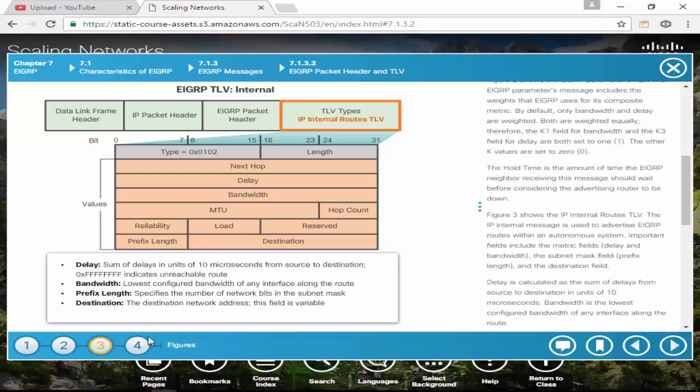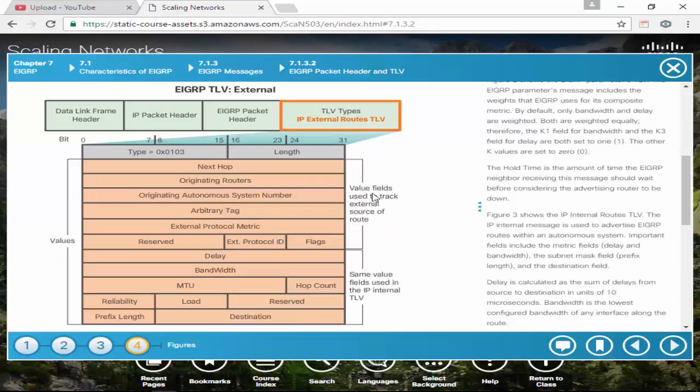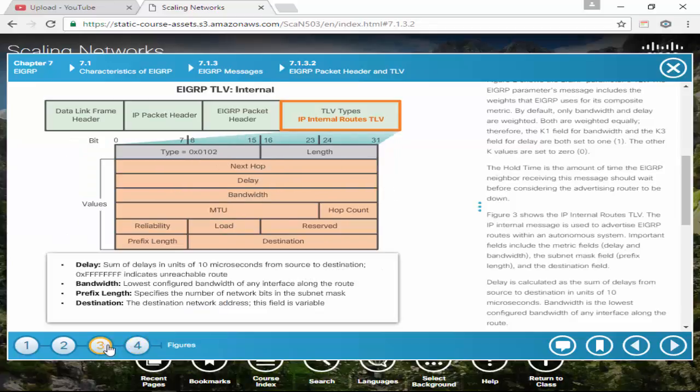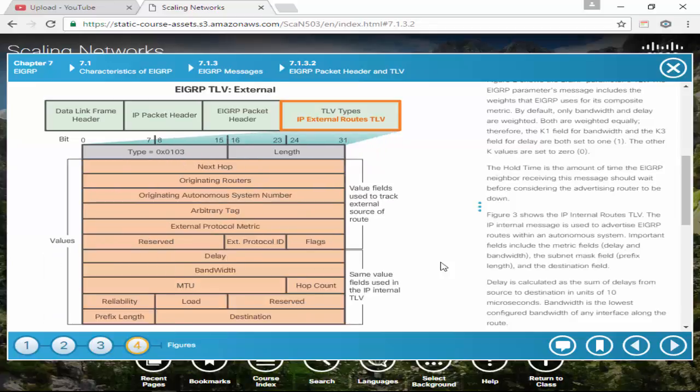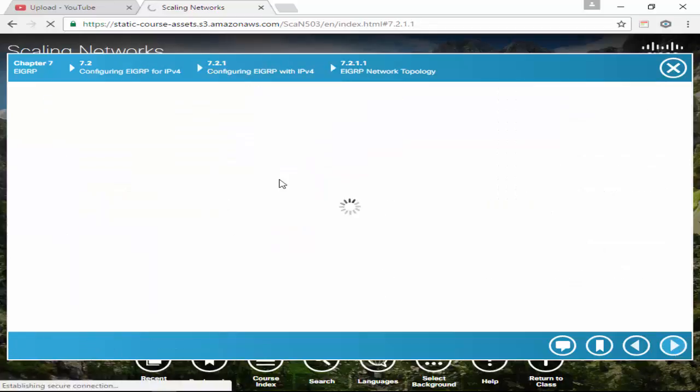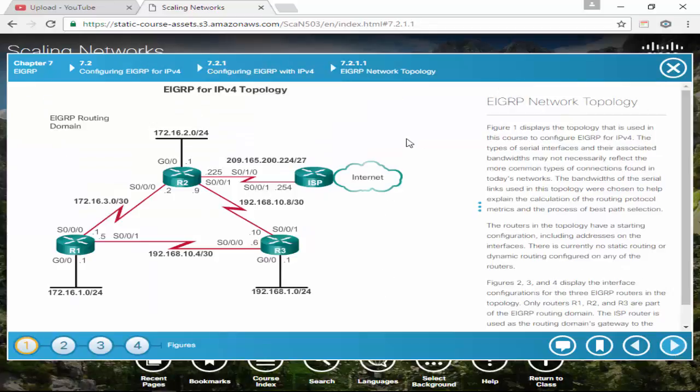So what do we have? What else here? Probably a good thing to look at. I guess we have internal route versus external route. External route has a whole lot more, probably because it could be EIGRP, a static route, something outside of our local EIGRP autonomous system.